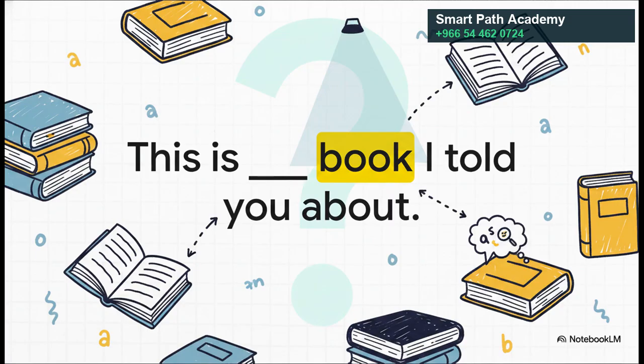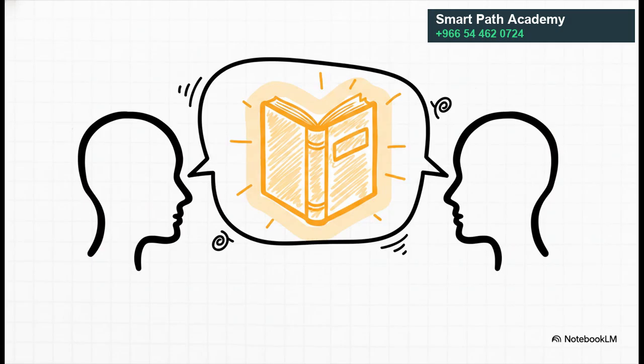Take your time, just ask yourself, is this any general book or is it a specific one? Let's pause for a moment while you figure it out. Let's see how you did. The correct sentence is, this is the book I told you about. That little phrase at the end, I told you about, completely changes the game. It means we aren't talking about some random book on a shelf, we're talking about a specific book we've already discussed. Because it's known to both of us, we absolutely must use the.